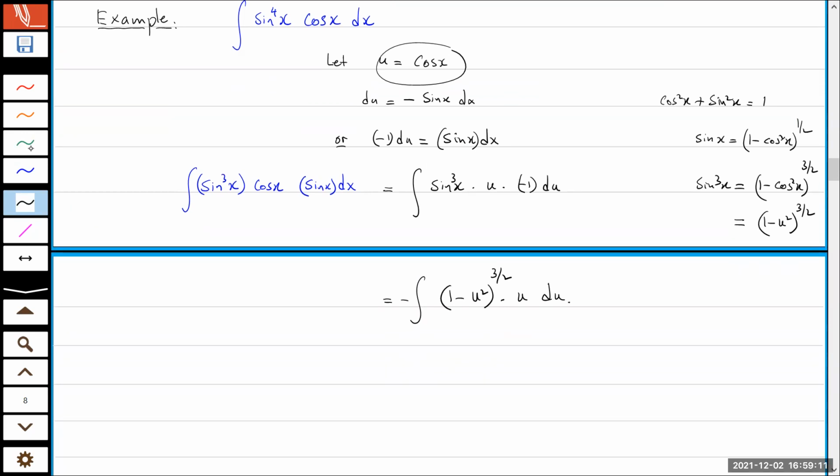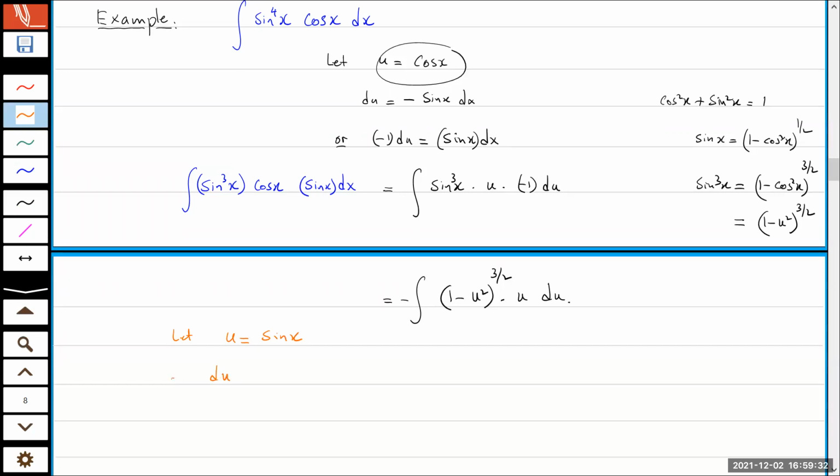But let's go with the other substitution. Let's go with the other choice. I take u equals sine x this time. This is the thing with the substitutions. You try one. If it simplifies your integral, that's great. You keep going. But if it doesn't, you go back and try a different substitution. Now I take u equals sine x.